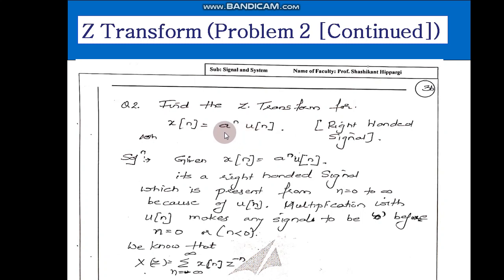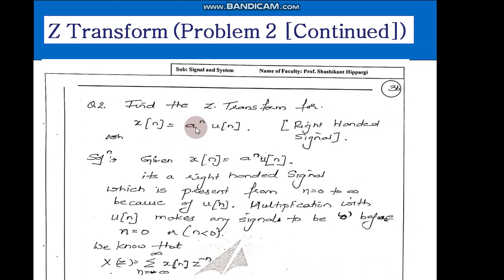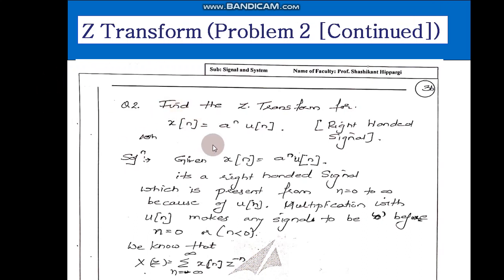If the value of a is less than 1, then this signal will decrease, because the very first sample will be at n equal to 0, as u of n exists from n equal to 0. So when we multiply, the whole signal will appear from n equal to 0. For example, if we take a as 0.5, then the signal becomes 0.5 raised to 0, the very first sample, because n is from 0 to infinity. So 0.5 raised to 0 is 1, and 1 multiplied by 1 will be 1. For n equal to 1, this will be 0.5 raised to 1, which is 0.5 itself.